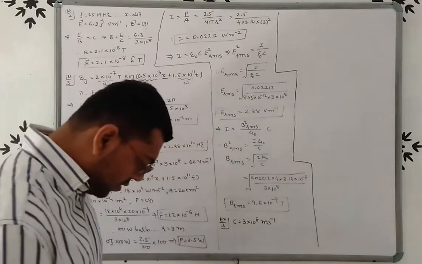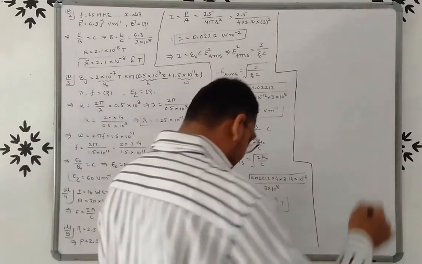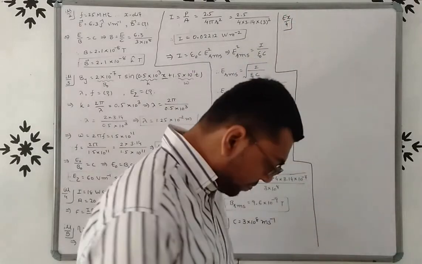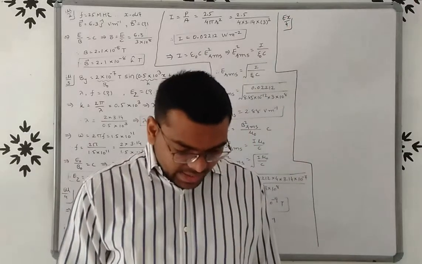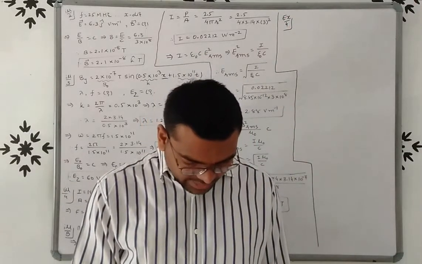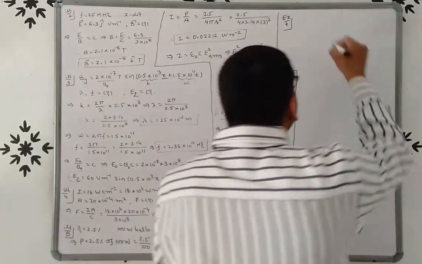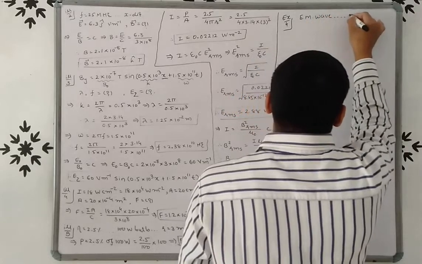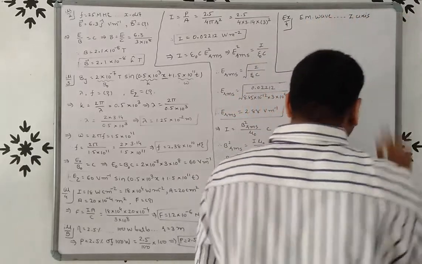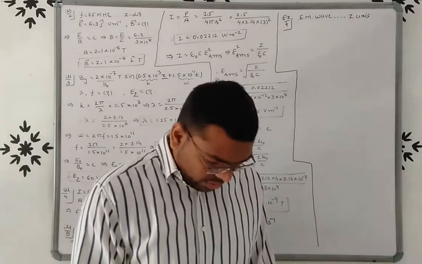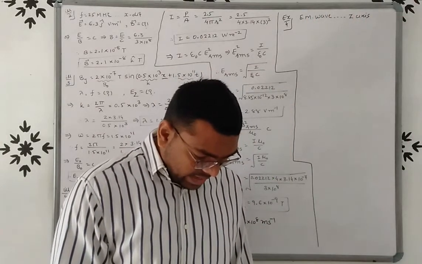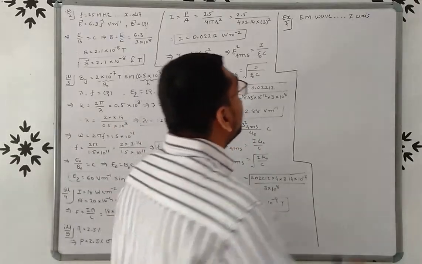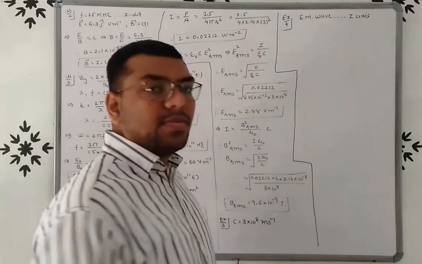Now see the next example, example number 4. A plane electromagnetic wave travels in a vacuum along the z axis. What can you say about the direction of the electric and magnetic field vectors? So here the electromagnetic wave is in the direction of the z axis.